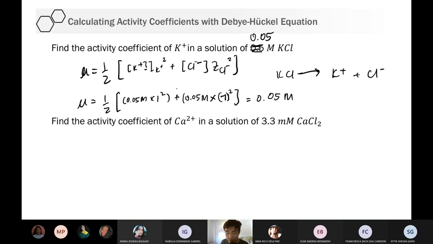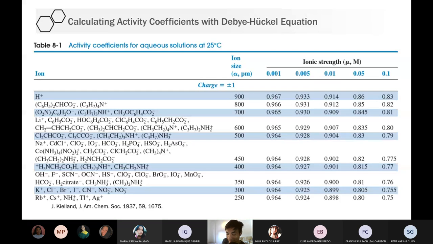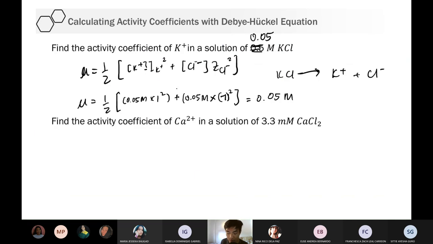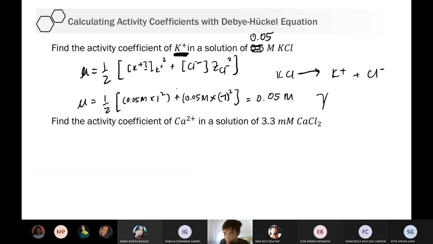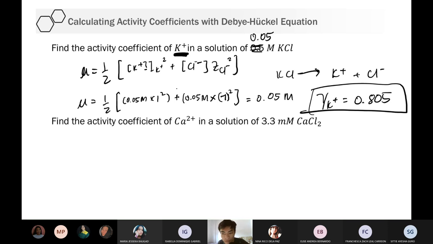So this is our mu, 0.05. Now we can use the table again. Here we look for the potassium ion. Why potassium ion? Because the problem says to find the gamma of K plus. So look at this column. Let's find potassium. Here, I found it. For potassium, that's equal to 0.805. So that's the gamma of potassium. Gamma of K plus is 0.805 according to the table. That's done.